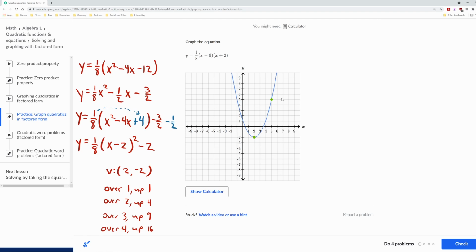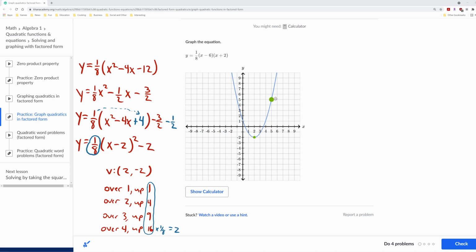So if we wanted to graph, we put the vertex in place at 2, -2, and we have to count. But now realize this is on Khan Academy. We just need to put one more point in place. So I'm going to look at the number in front. That's an 1/8. Let me switch colors again. If we take that number 1/8 from the prior video on graphing from vertex form, you know that we multiply these numbers by an 1/8. Now the reason I went all the way to over 4 up 16 is I was kind of thinking ahead. I knew I was going to need to multiply by an 1/8 and 16 is divisible by 8. So from the vertex, we're going to go over 4 up 2.